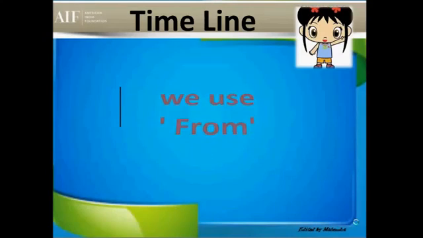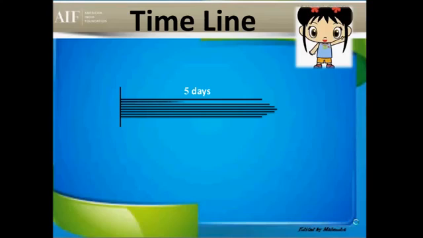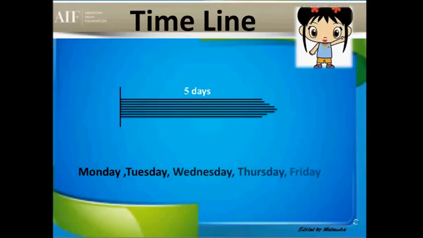And I am going to begin by drawing a timeline here. This timeline covers 5 days. It goes from Monday to Tuesday, Wednesday, Thursday and finally Friday. That is, we have Monday at the beginning of the timeline and Friday at the end of the timeline.